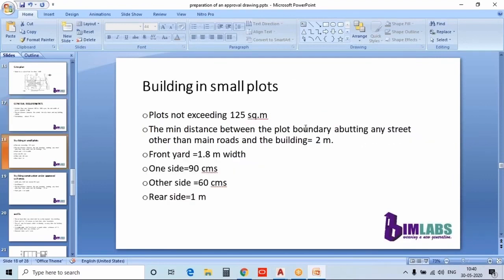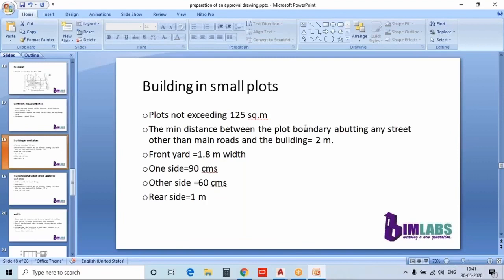Okay. Then if your building is in small plots, like 125 square meters, means a plot of approximately 1,350 square feet, then the minimum distance between the plot boundary abutting any street other than the main roads and the building should be 2 meters. That means instead of the 3 meter setback, here you can provide 2 meters, and the front yard is equal to 1.8 meters width.